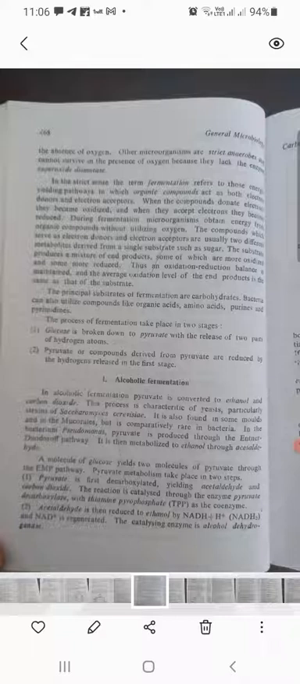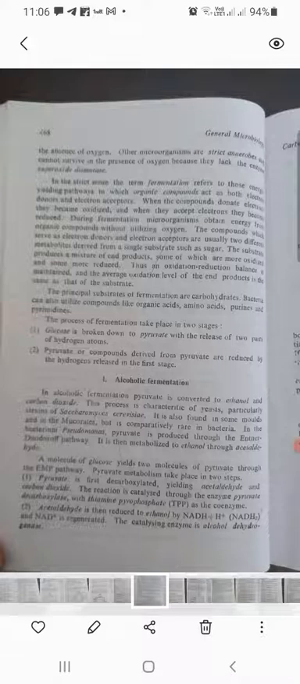The process of fermentation takes place in two stages. Glucose is broken into pyruvate with the release of two pairs of hydrogen atoms. Then pyruvate, or compounds derived from pyruvate, are reduced by the hydrogen released in the first stage.